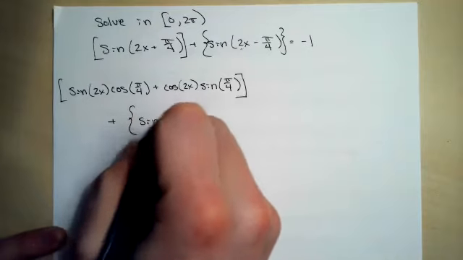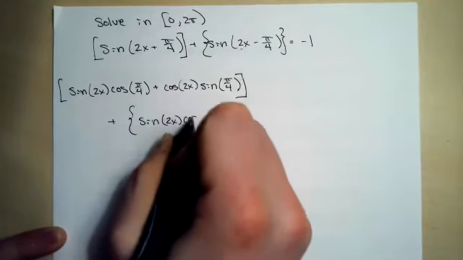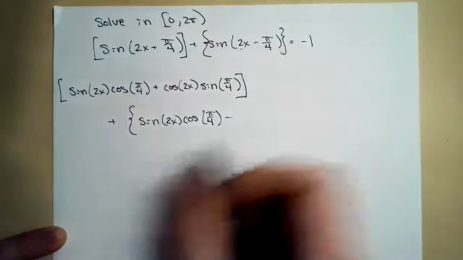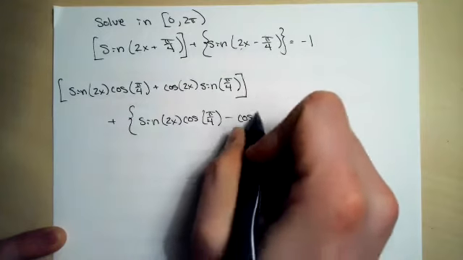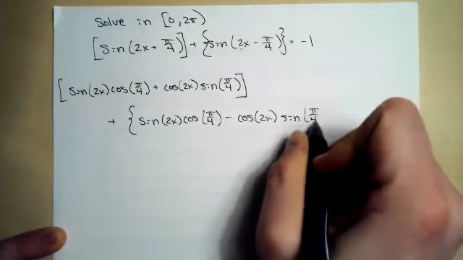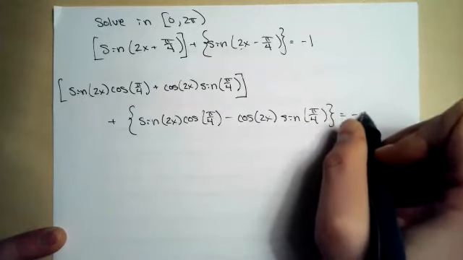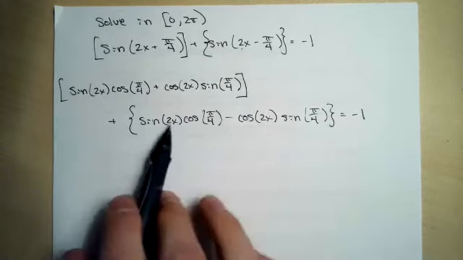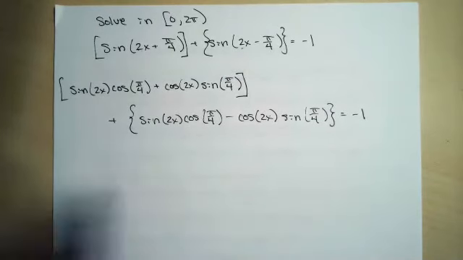So our sine of 2x cosine of pi over 4. Then we get a minus there, so we'll have a minus cosine 2x sine of pi over 4, and then equals minus 1. So things are better now. Now the trig functions either have 2x as an argument, or they have something we can straight up evaluate. So let's go ahead and do that.